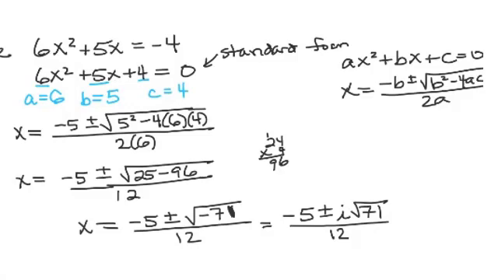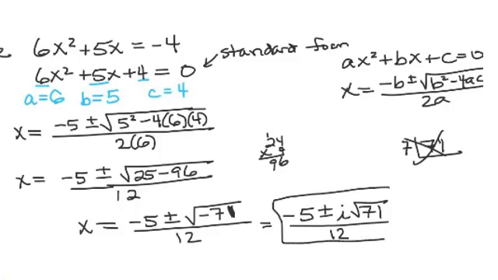All right, so now we want to know if we can simplify the square root of 71. So this is a prime number, and that means that this radical cannot be simplified. 71 is not divisible by any perfect squares. So we can just write our solutions like this. We can separate it into the positive version and the negative version.